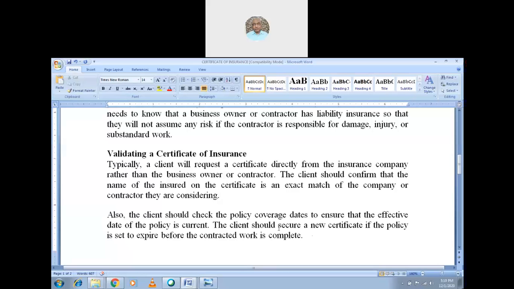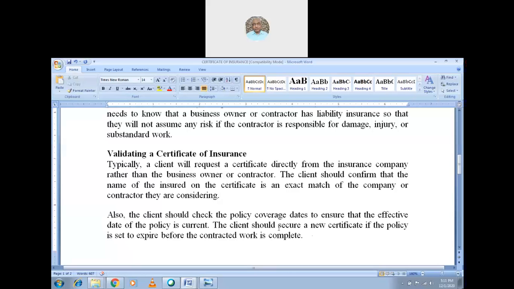Then only the people will work under you. Otherwise, they don't work under you, because if an untoward incident happens, then the coverage will not be there. Hence, the certificate is a must. The client should confirm that the name of the insured on the certificate is an exact match of the company or the contractor they are considering. So even for those who are covered, the exact name should be mentioned in the certification.